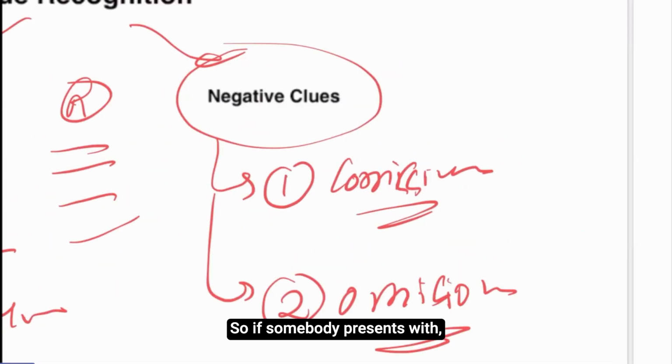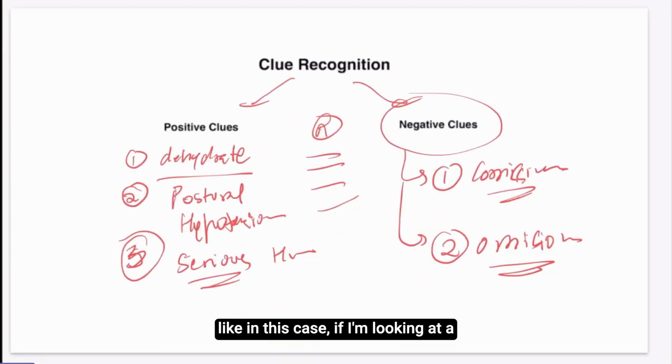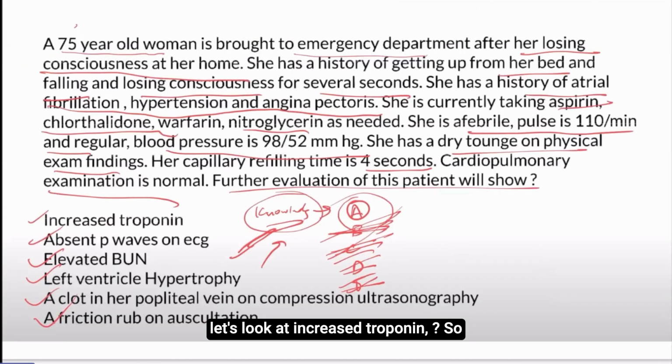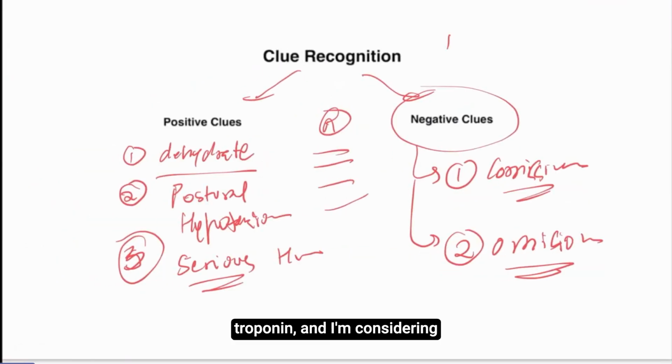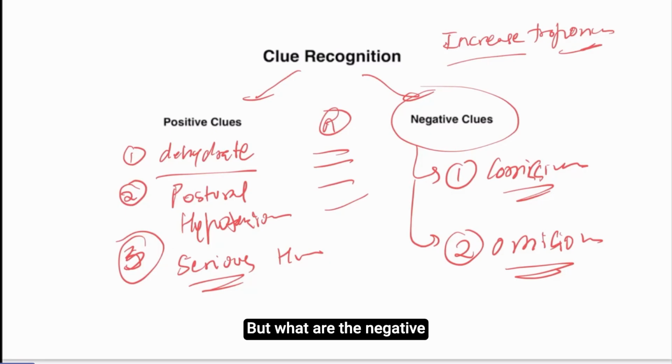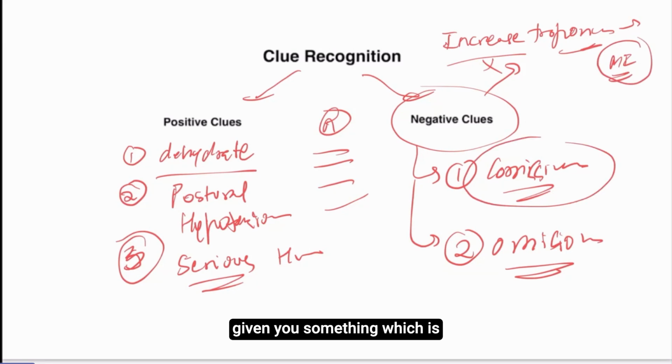So if somebody presents with, like in this case, if I'm looking at a certain answer choice here, let's look at increased troponin. If I'm considering that as an answer choice, I'm going to ask myself what in the clue, again, there are positive clues where she's dehydrated, she just collapsed, something happened. But what are the negative clues that are telling me the answer isn't increased troponin? If you know increased troponin, that means myocardial infarction. So it's a lab indicator. For the negative clues you need to consider here, have they actively given you something which is telling you it is not MI?